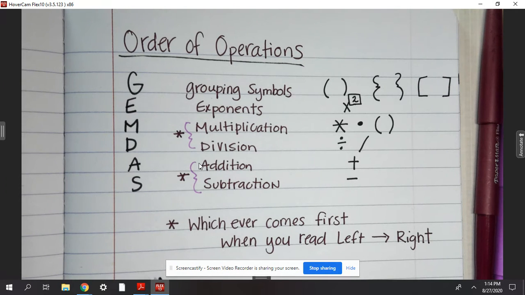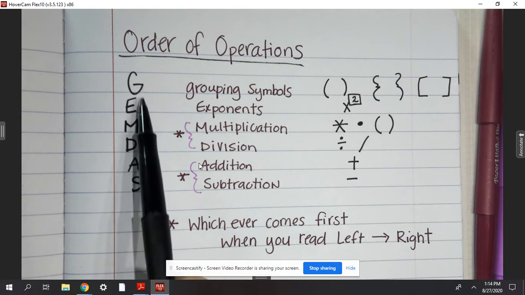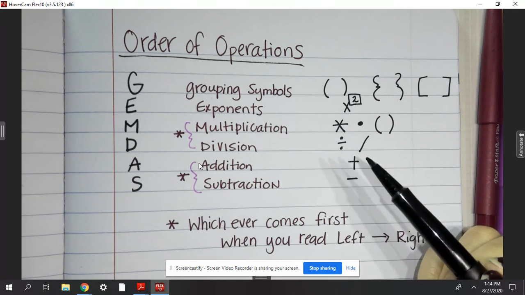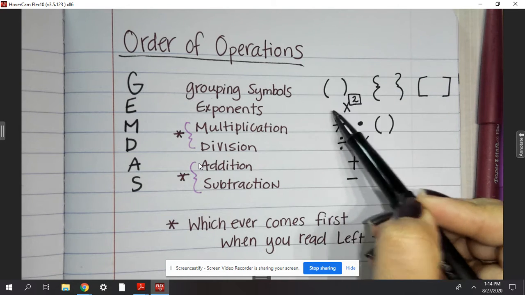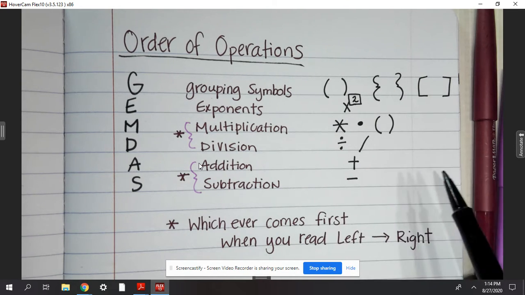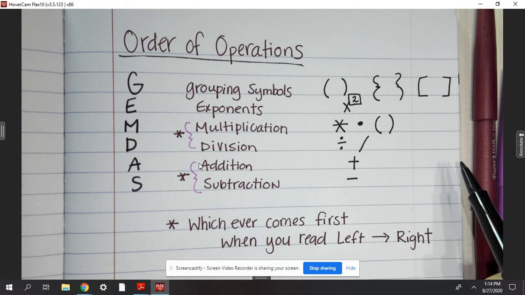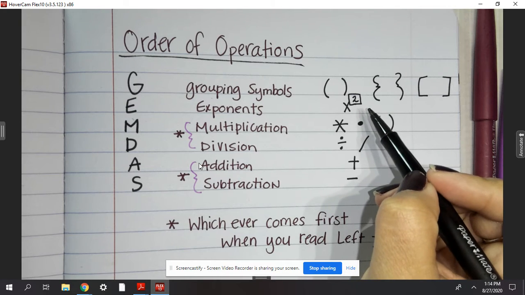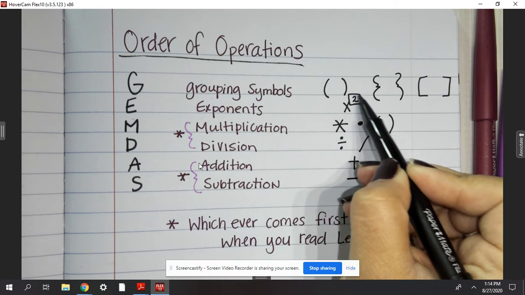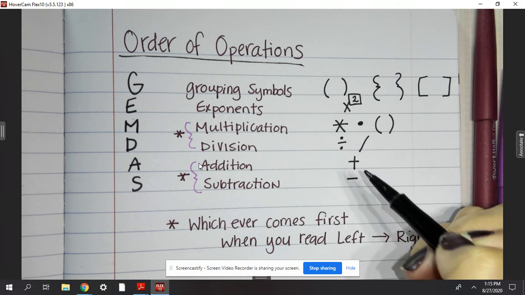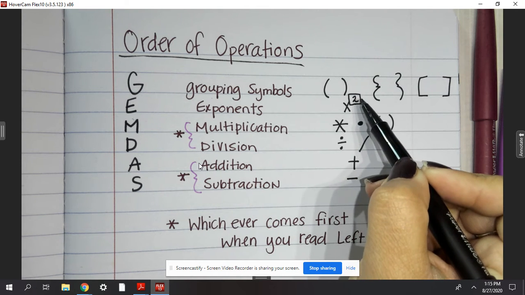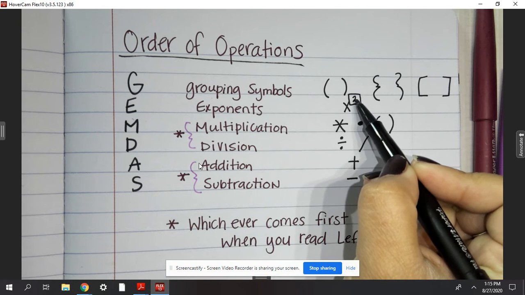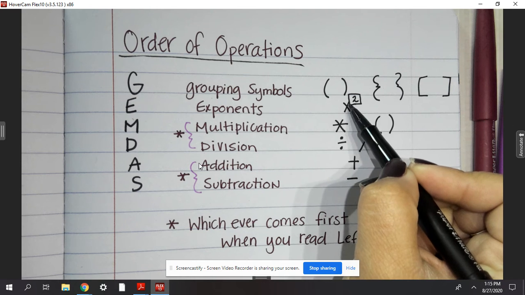You might have heard of PEMDAS, but we're actually going to call it GEMDAS because this G stands for grouping symbols, and you can see an expression with parentheses, braces, brackets, any of these types of symbols that you might see. Then the next one we have is exponents. So those of you that are just in regular fifth grade math, we are not going to look at exponents for fifth grade, but those of you in my pathway 2 that are taking sixth grade math as well, we will be looking at exponents and what that is. So exponents is just a tiny little number up here above another number.